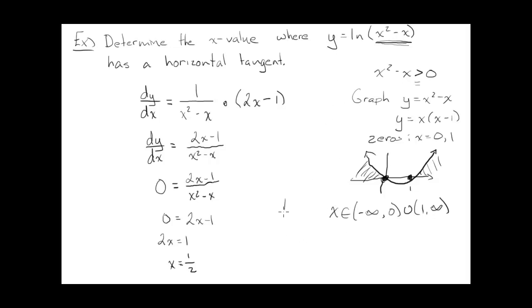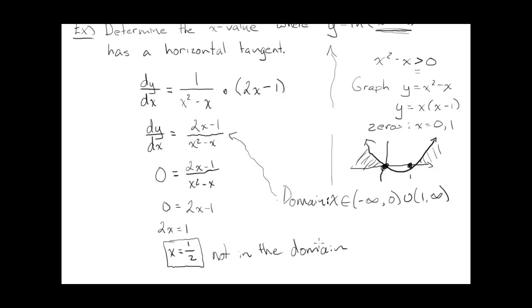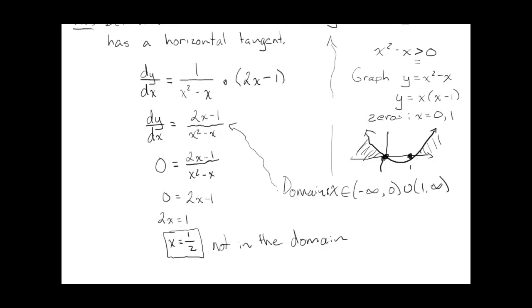So that's the domain of this function here, which means it's also the domain of this derivative function here. That's the restriction, that x must be in this interval, which this point is not. So not in the domain. What does that mean for our answer? It means this point doesn't work. This is not actually a critical number, because it's not in the domain. So therefore there are no points where the tangent is horizontal.